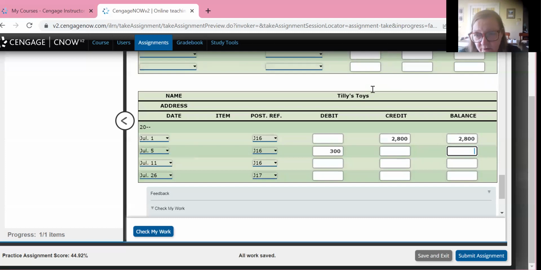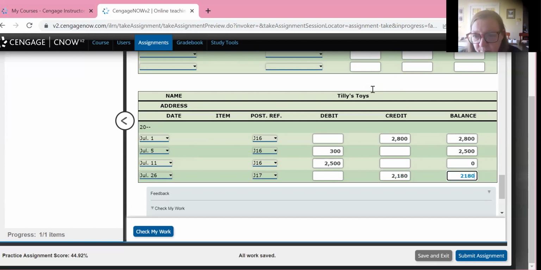Oh, $2,500. And then we had another transaction, which was a payment of the balance on it. That was that credit, remember? And that brought the balance to 0. And then we had another transaction with Tilly where we bought some more goods from her and started the whole thing again.